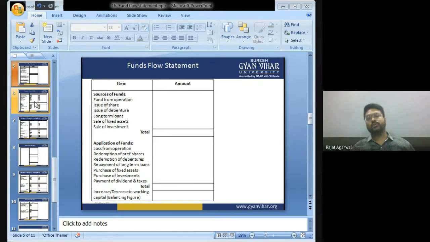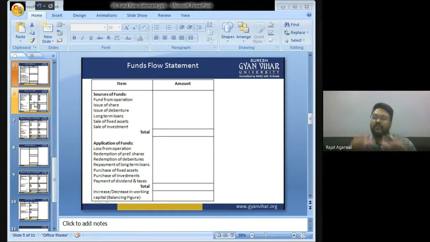Sources of fund. Fund from operation. Fund from operation means sales. Through sales, if we have earned any profit, that profit we will write here. It means profit from operation. Issue of share: as you all know, if we issue shares in the market, we will obtain the funds.